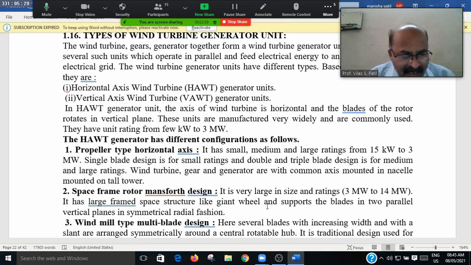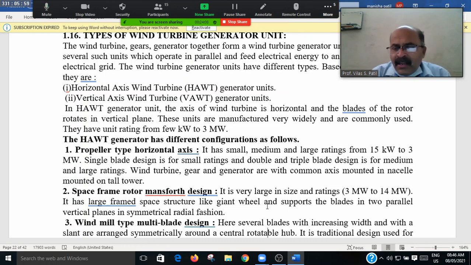HAWT, that is the horizontal axis wind turbine generator, has different configurations as the following. Number one, propeller type horizontal axis. The propeller type horizontal axis has small, medium and large ratings, about 15 kilowatts to 3 megawatts. A single blade design is used for the small rating, and double and triple blade designs for the medium and large ratings.